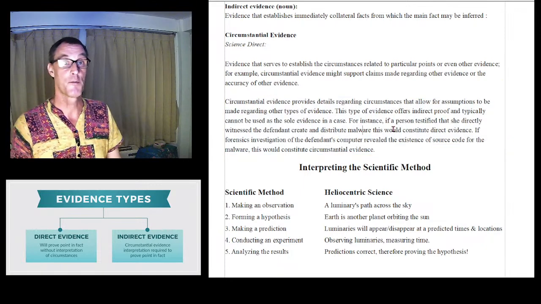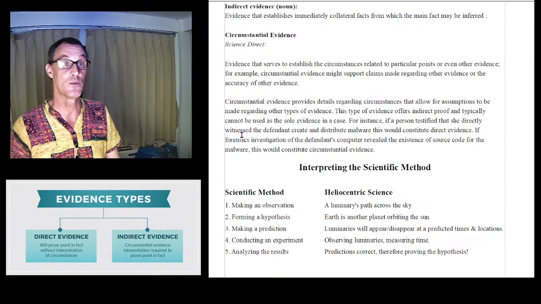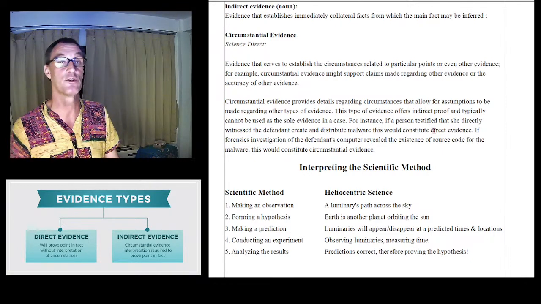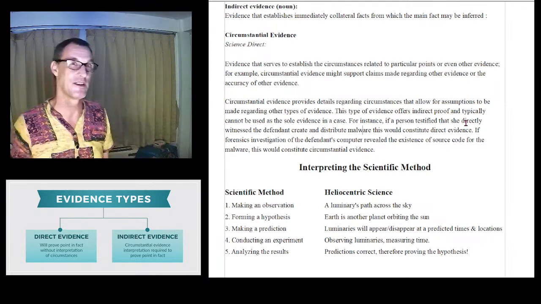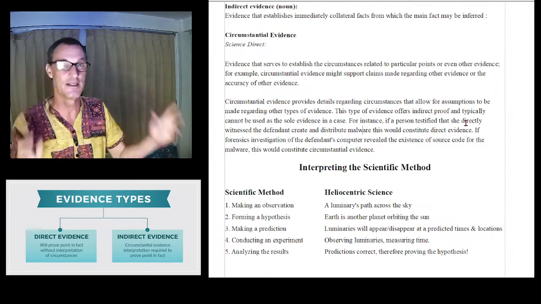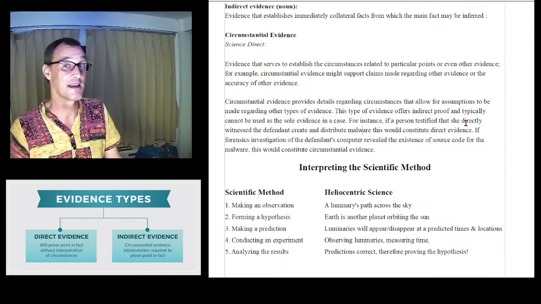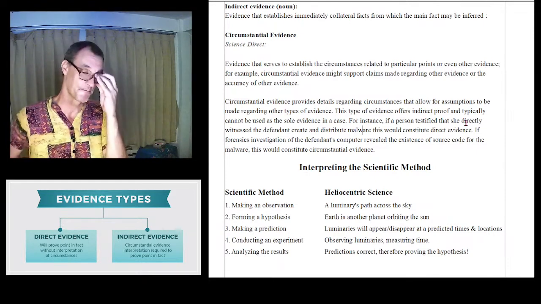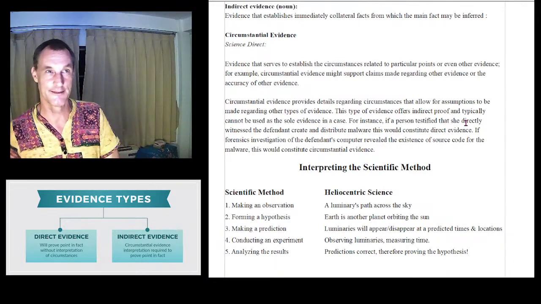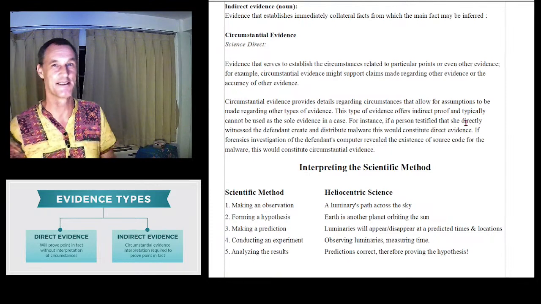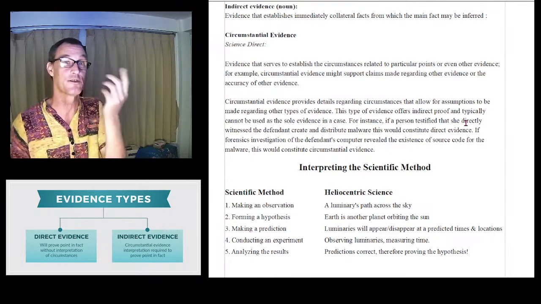For instance, if a person testified that she directly witnessed the defendant create and distribute malware, this would constitute direct evidence. So, someone telling you they saw something happen is constituted as direct evidence. Well, again, I suppose they'd have to prove it, and then you would examine the evidence presented as proof that that person saw that thing.